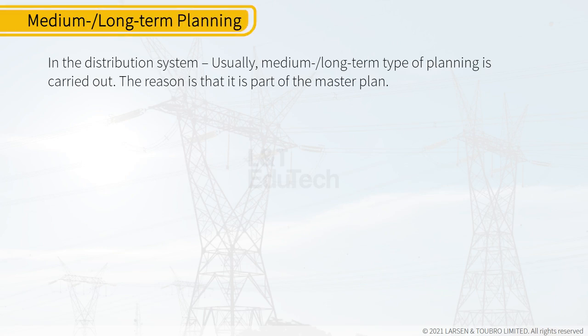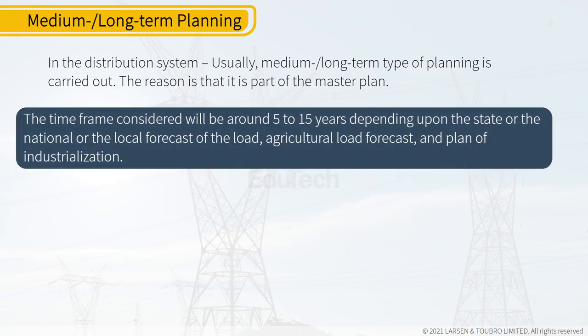In the distribution system, usually medium or long-term type of planning is carried out. The reason is that it is part of the master plan. The time frame considered will be around 5 to 15 years depending upon the state or the national or the local forecast of the load, agricultural load forecast and plan of industrialization.